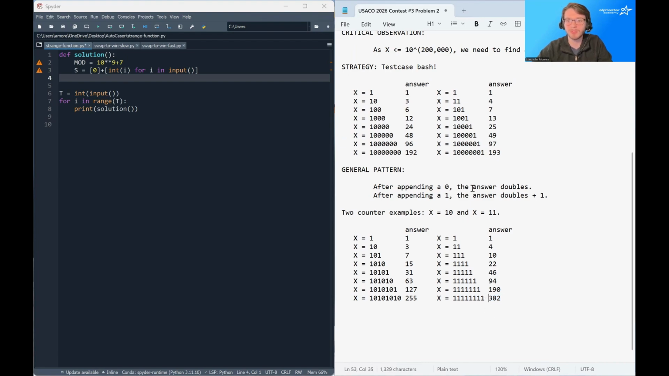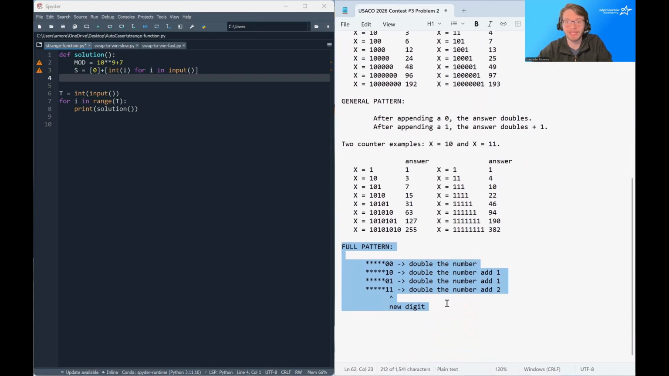So sometimes when I add a 0, the answer doubles. Sometimes when I add a 0, the answer doubles and we increase by 1. Sometimes when we add a 1, the answer doubles and I add 1. And in these cases, it seems like the answer doubles and adds 2 when I add a 1. So what's going on here?